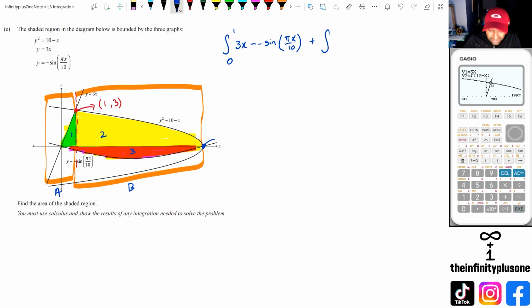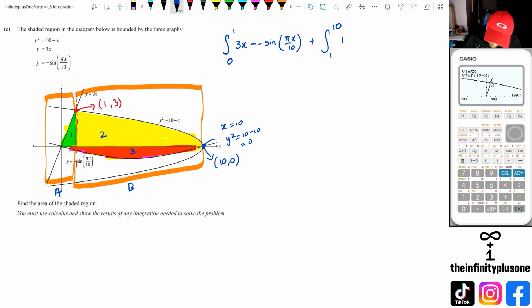Now this one is fairly easy, because if x is equal to 10, then y squared is equal to 10 minus 10, and that's 0. So this point right now is actually (10, 0). So my second zone is going to be between 10 and 1.